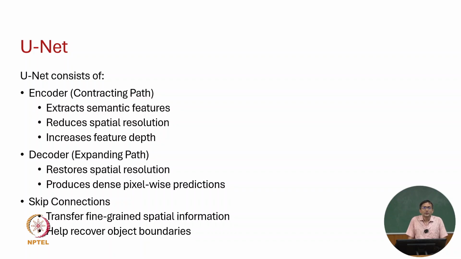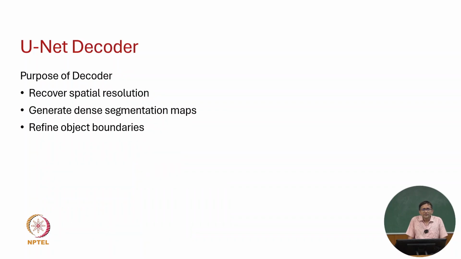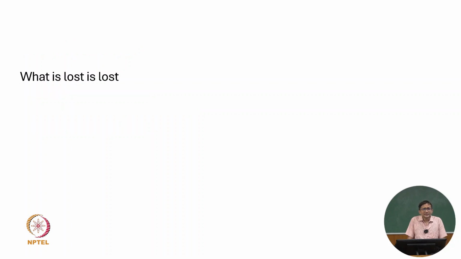Let us see a bit more in detail. The UNet decoder, what's the purpose of the decoder? To recover the spatial resolution, to generate dense segmentation maps, to define object boundaries. And there, again, the question: what is lost, how to get it back.